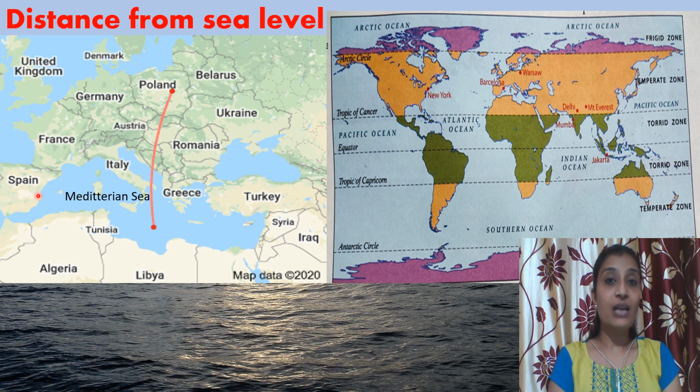Now children, see, Barcelona is here. It is near to the sea. Its temperature in winter is 14 degrees Celsius in the day and 6 degrees Celsius at night. Now Warsaw, which is in Poland, is far away from the sea. So it has a temperature of -5 degrees Celsius in the day and -3 degrees Celsius at night. Are you understanding, children? So these are the factors which affect the climate of various places.